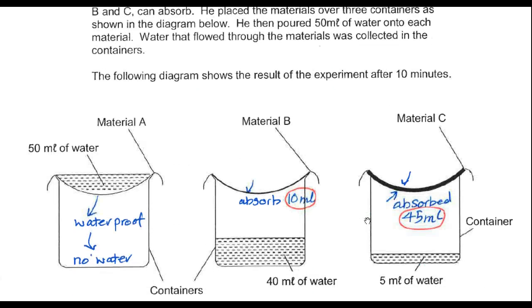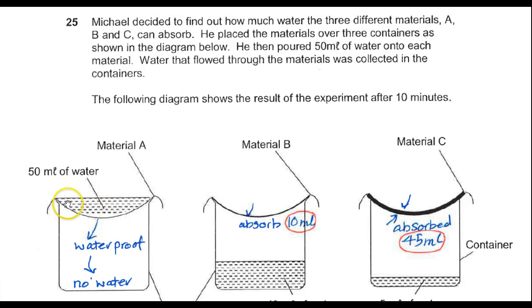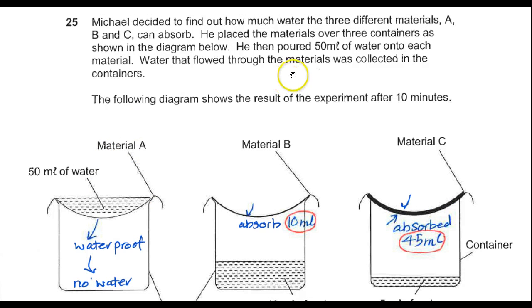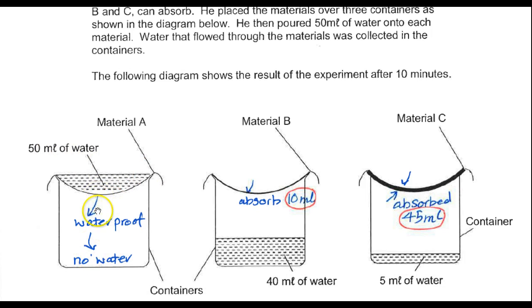Next. This is very interesting. Material A, material B, material C. Now you pour water. The fair test is 50 milliliters of water being poured onto each. Now 50 gone in, no water gone through. It means material A is waterproof. It is good for an umbrella. Water won't go through.